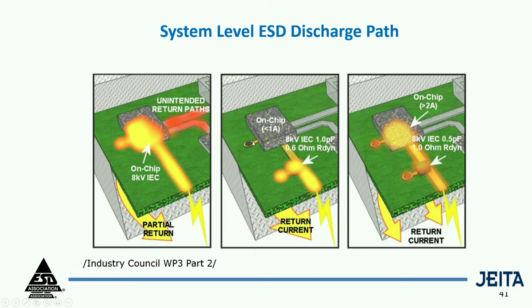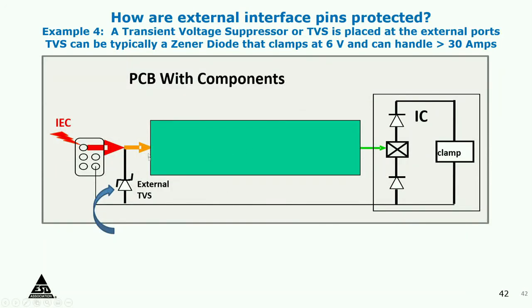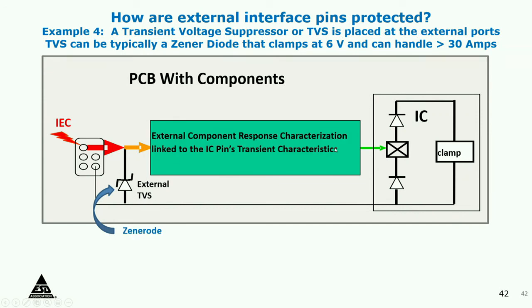This is where the industry is now. Everyone is trying to figure out how to do this more efficiently, so that you know exactly how much current is going in. So how do you know how much current is going in? Here are the IEC external terminals, and here is your IC pin, like a USB pin that's interacting. You need to understand how much current is actually going in from there to there.